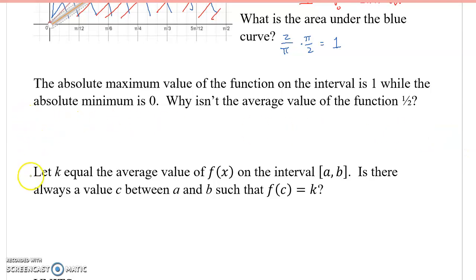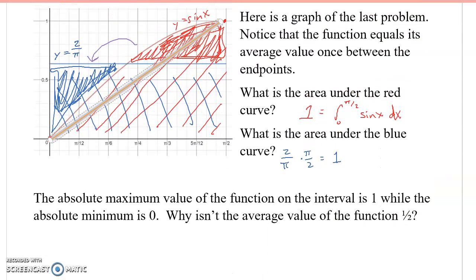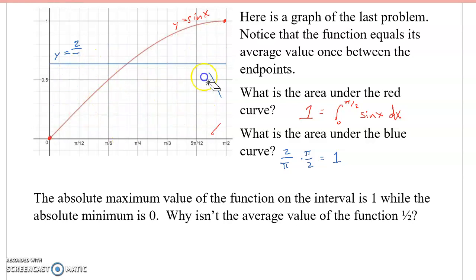Now we're going to ask the question, if k is equal to the average value of the function, should we always be able to find a value between the two endpoints of the interval such that the function equals the average value? Let me clean up this a bit so we can see the original function again. Does it happen here? It should be a resounding of course, because this point right here is the point where the function equals the average value.